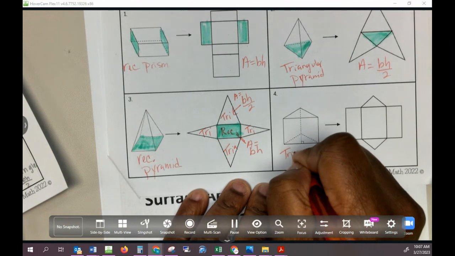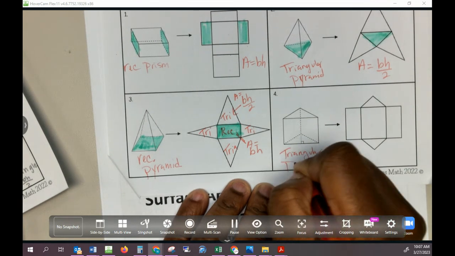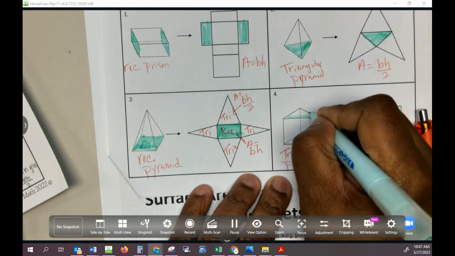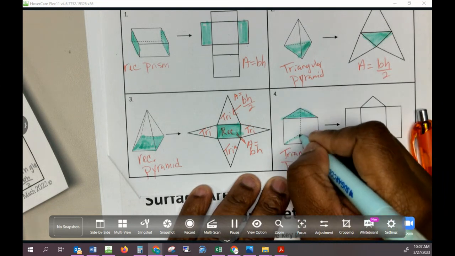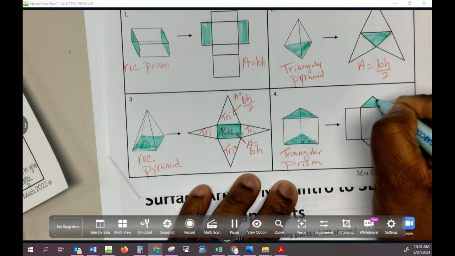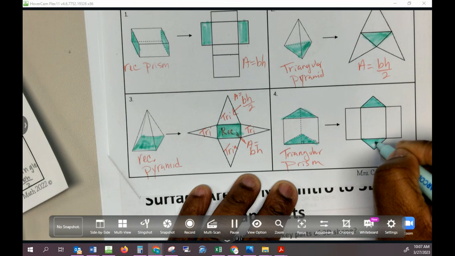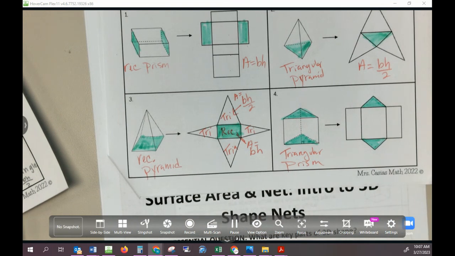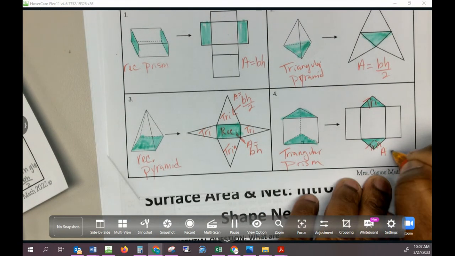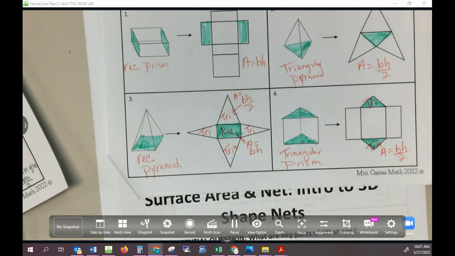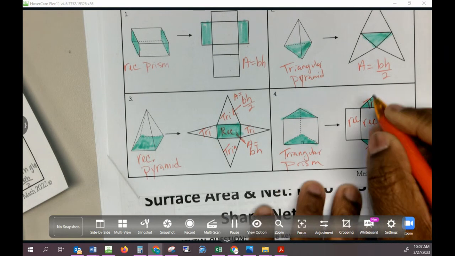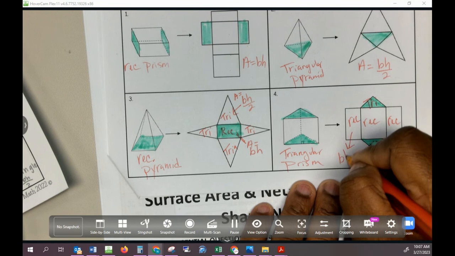This is a triangular prism. So when we identify our base, it's going to be a top and bottom. So that means the top and bottom will also be the bases there. So again, this is triangle, triangle. So I know I use area equals base times height divided by 2. And this is rectangle, rectangle, rectangle. So I know I'm just going to use base times height.